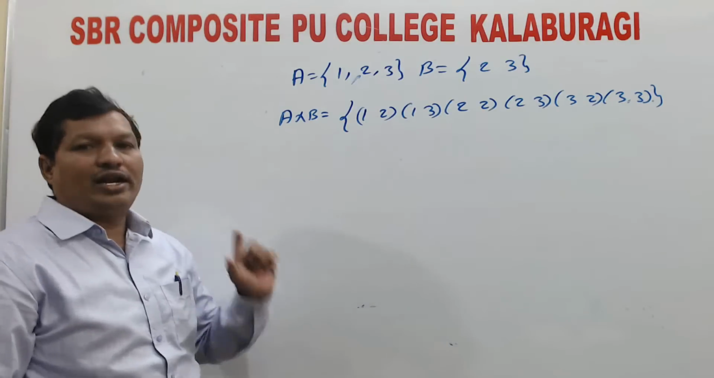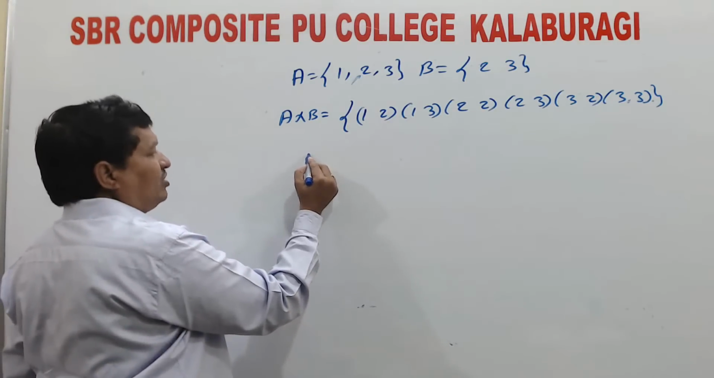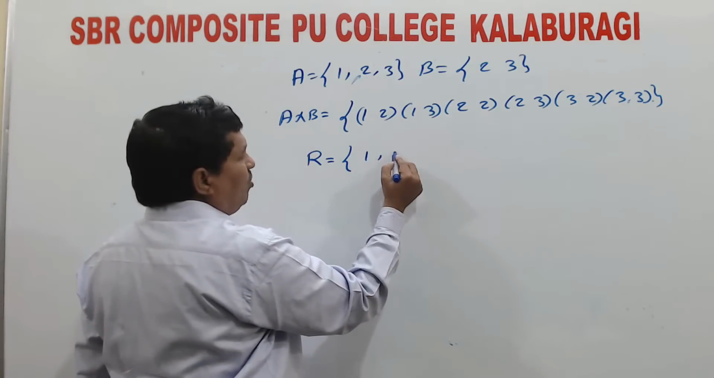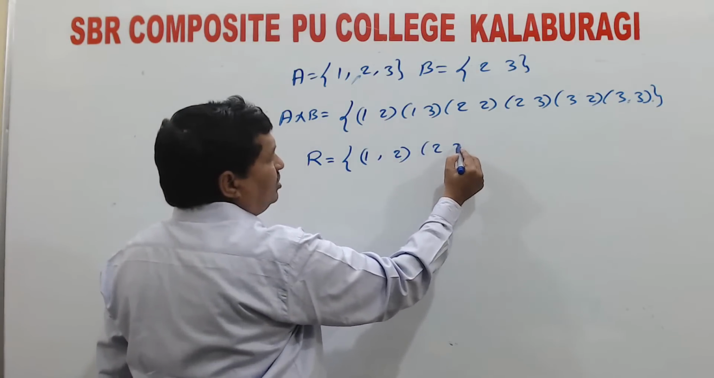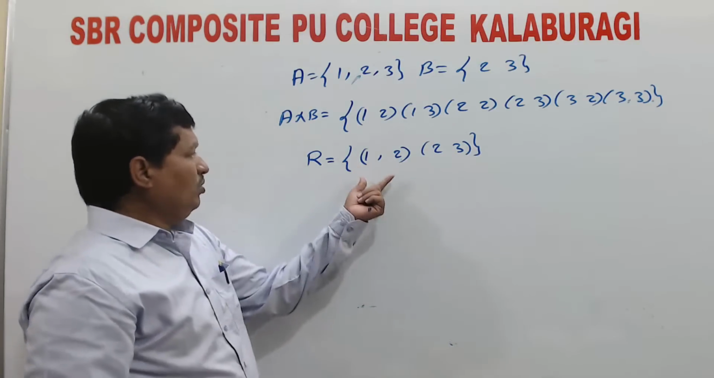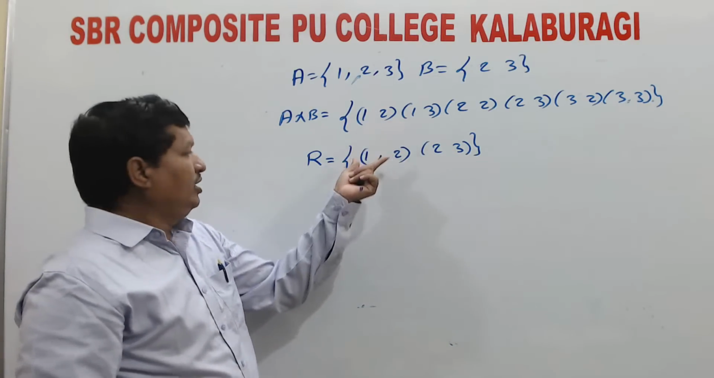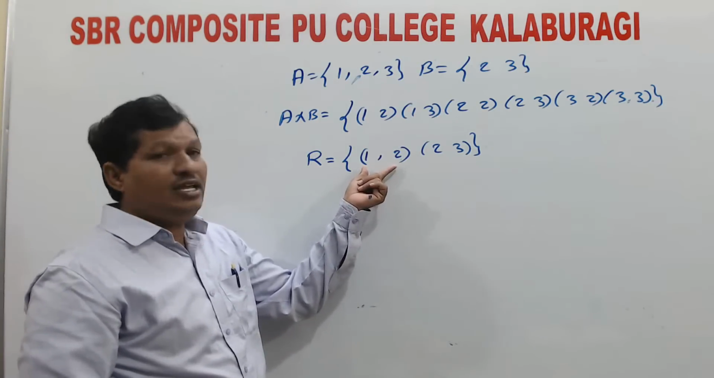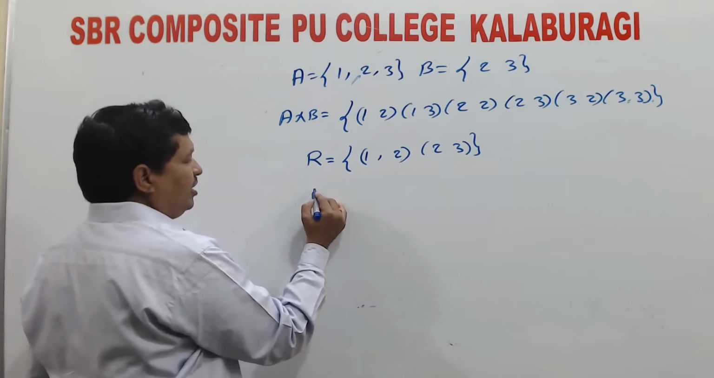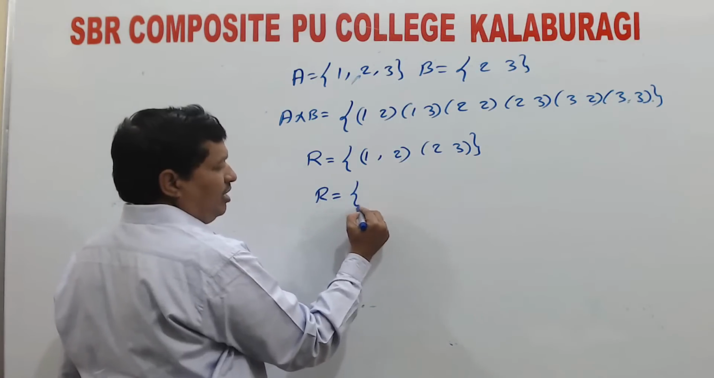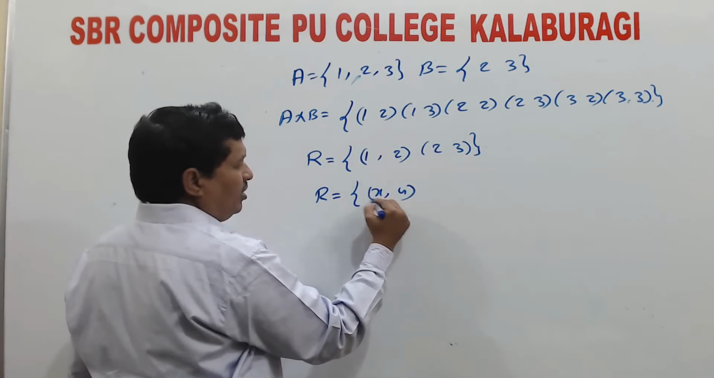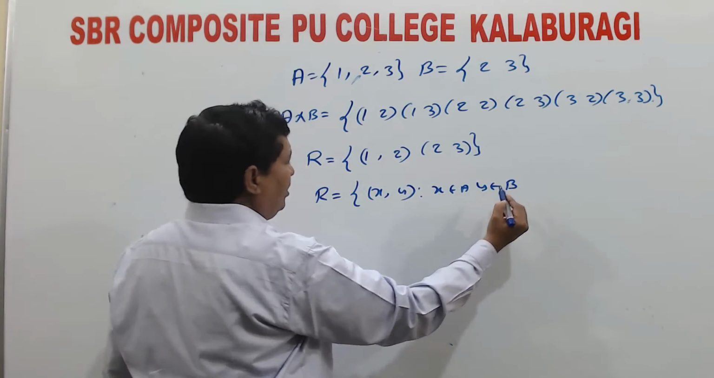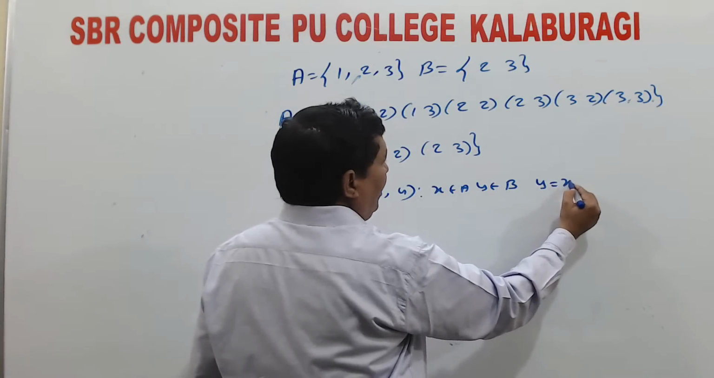Now I want to write one relation set here. Just I want to take the first one as an example. Suppose I take R here. R equals 1 comma 2, 2 comma 3. Okay, I only took these two elements from the set A cross B. So this is the roster form. I want to write this in the set builder form. How will I write it now? See here, R is a relation. So I will write it as x comma y such that x belongs to A, y belongs to B, y equal to x plus 1.